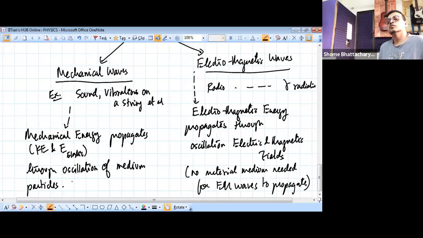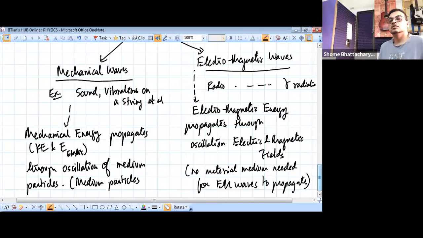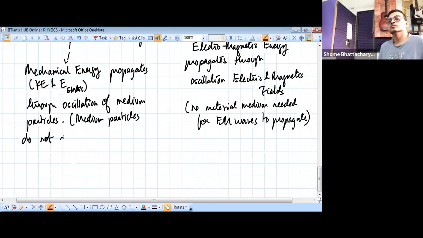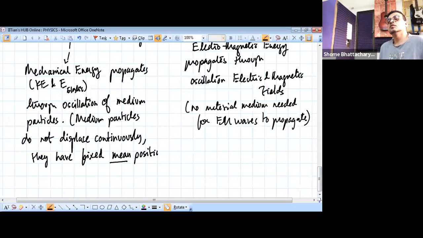Okay. However, the medium particles, okay, do not displace continuously. They have more or less fixed mean positions, but the energy continuously displaces. So that is the difference between wave phenomena and particle phenomena.